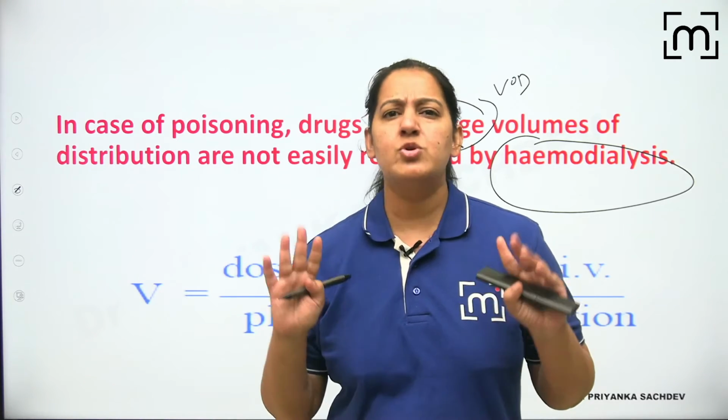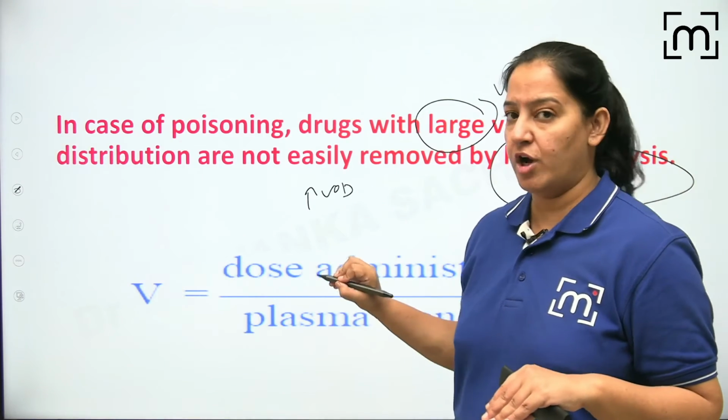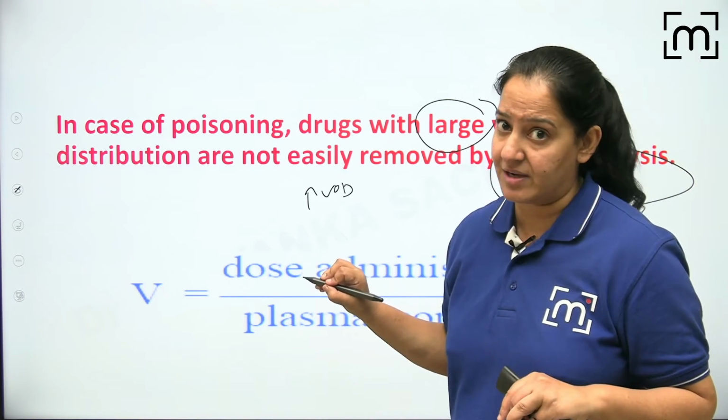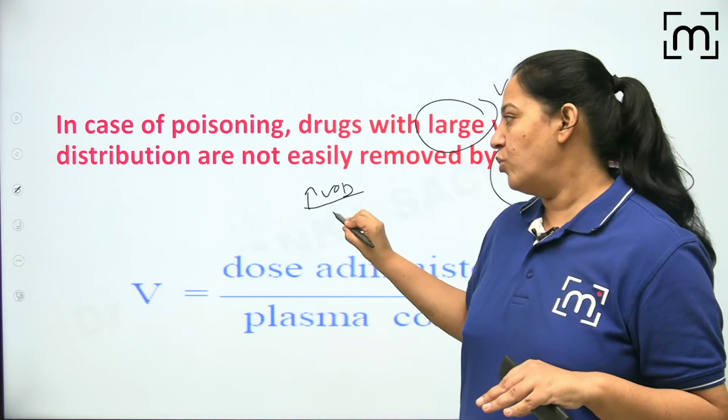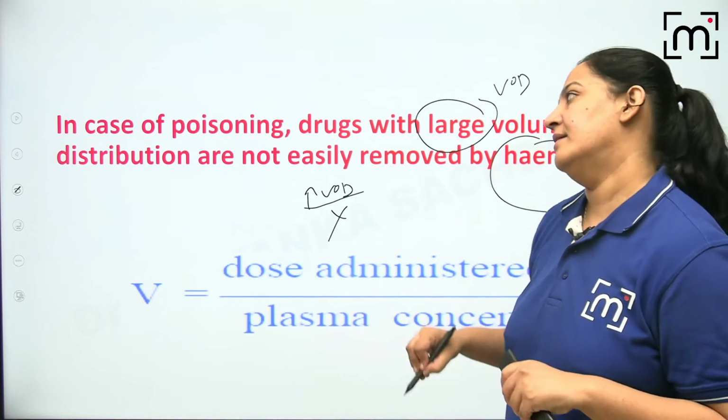You got my point? So all the drugs which have more volume of distribution, you should know the volume of distribution of all emergency suicidal drugs. Okay? Don't do hemodialysis. It is a wastage of time, right? So that is the clinical implication.